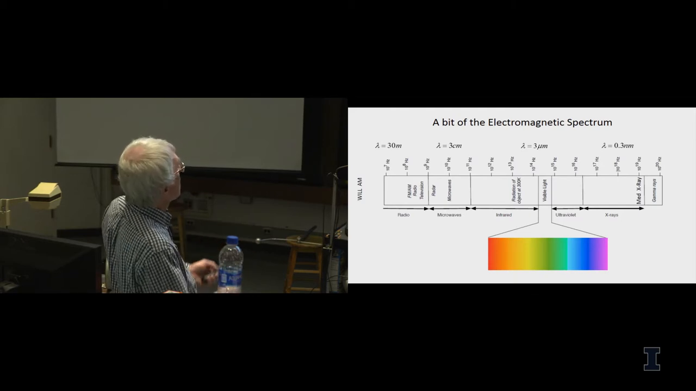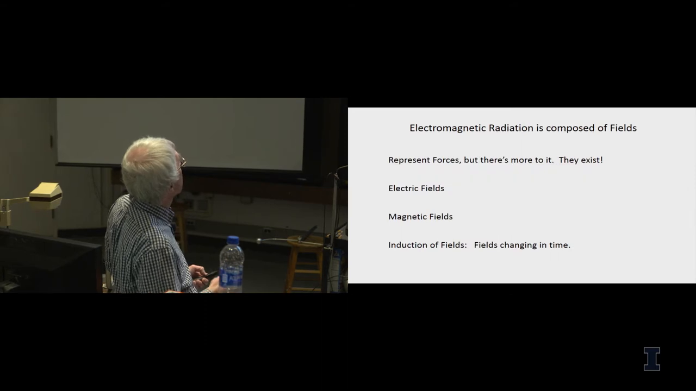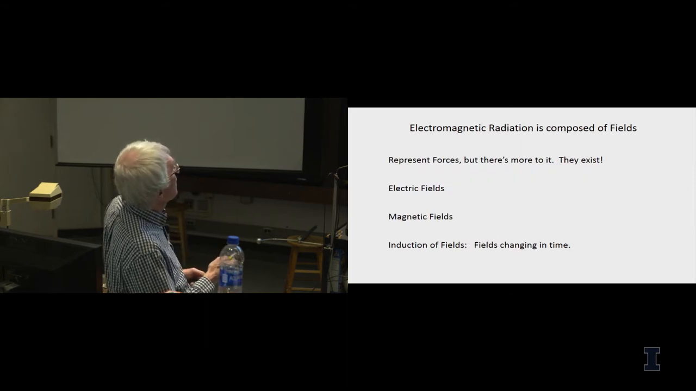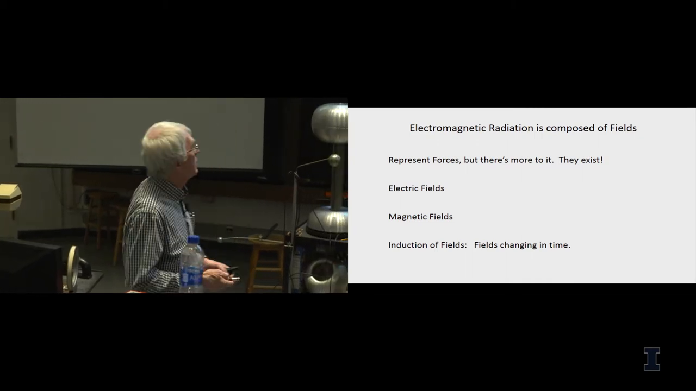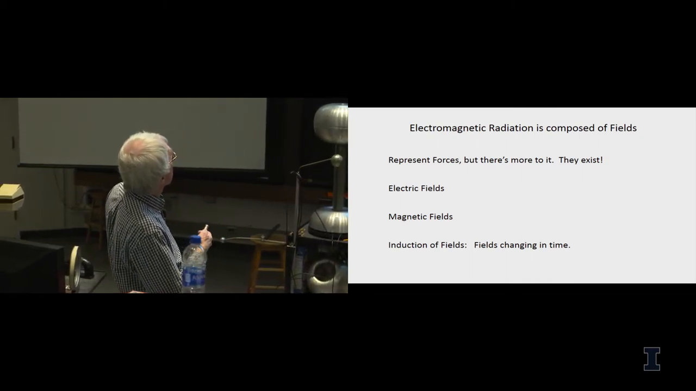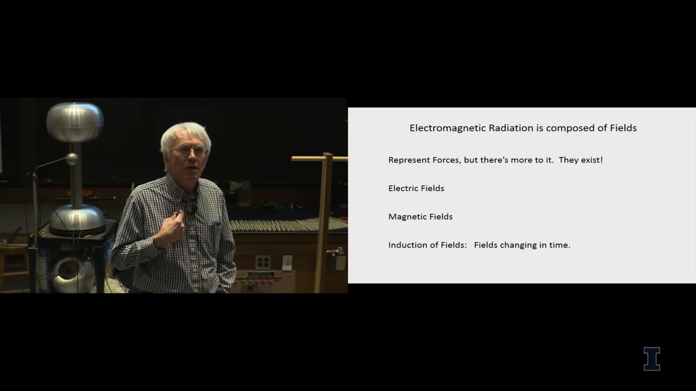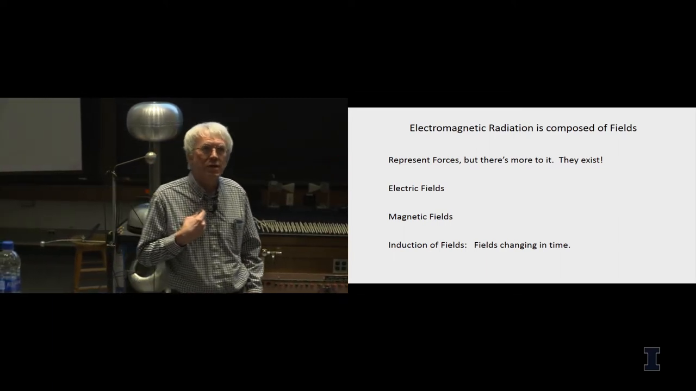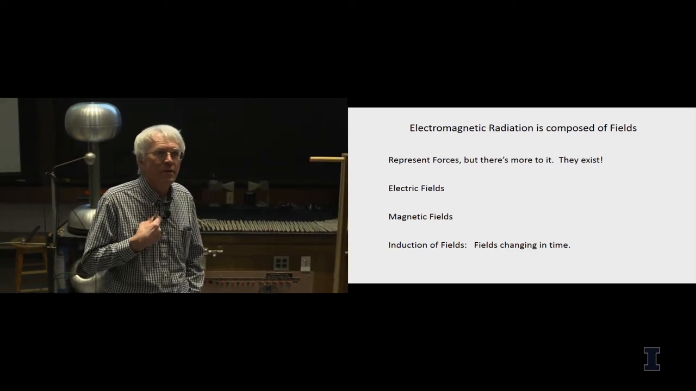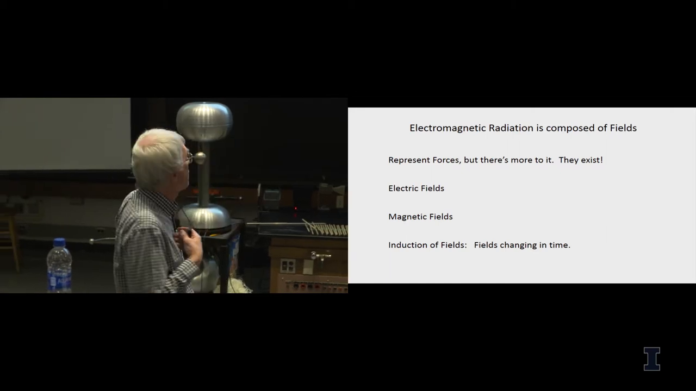But anyway, let's look at this maybe from the beginning here. What I want to do is talk about what's the texture of electromagnetic radiation. And it's made up of fields. And those fields are electric fields and magnetic fields. These things represent forces, and sometimes we think about that as their only role, but they actually are much beyond that. They are physical objects. These fields are physical objects that can carry energy away, and that's what electromagnetic radiation is.